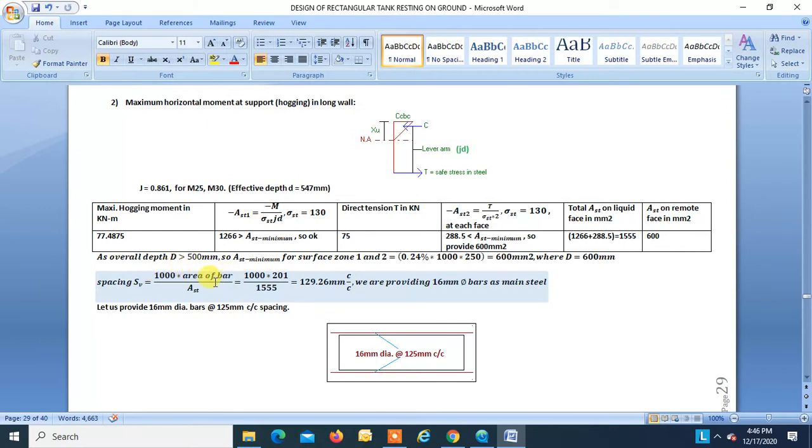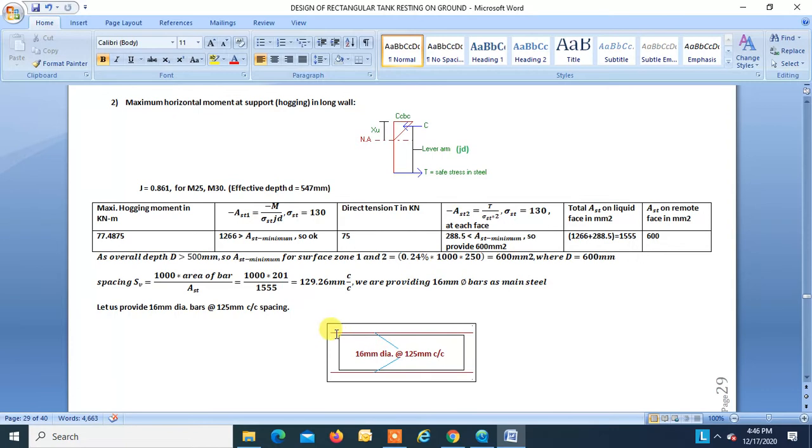1000 into area of bar divided by AST. We are going to use 16 mm dia bar. So the spacing found is 129.26. We will provide 16 mm about 125 mm on the liquid face. Okay, now this is the steel required at the support.